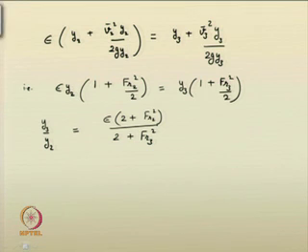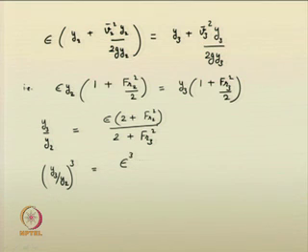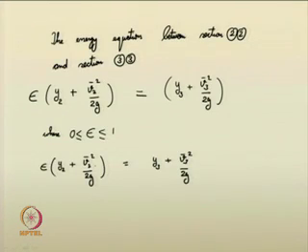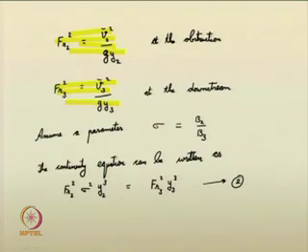Now, y3 by y2, what is that ratio? You can just cube it and see. (y3 by y2) cubed is nothing but epsilon cubed times (2 plus Fr2 squared) whole cubed by (2 plus Fr3 squared) whole cubed. So, what are you getting from this particular relationship? Fr2 squared from this continuity equation, what am I getting now?